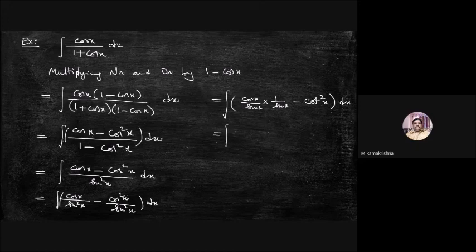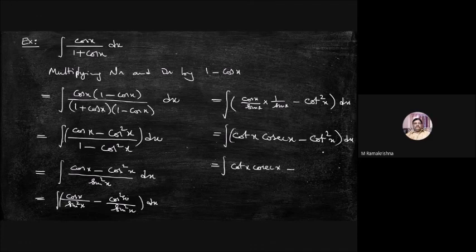Now if you look at this first one, cos x by sin x is cot x, 1 by sin x is cosecant x, minus cot square x dx. This is equal to integration of cot x cosecant x minus, we don't have integration for cot square x, so I am converting it into cosecant square x minus 1. It's a compound, bracket of dx.